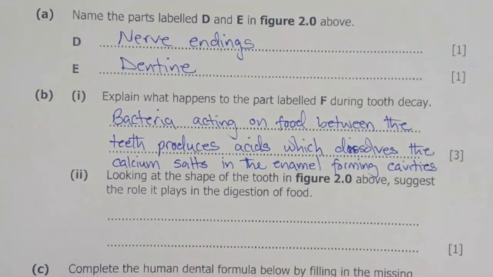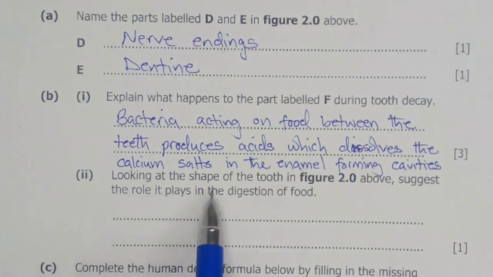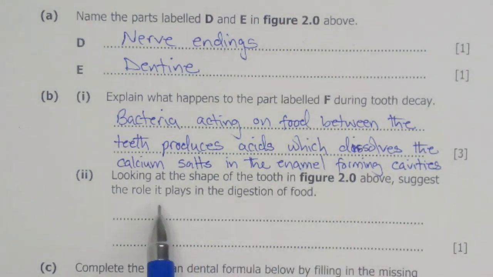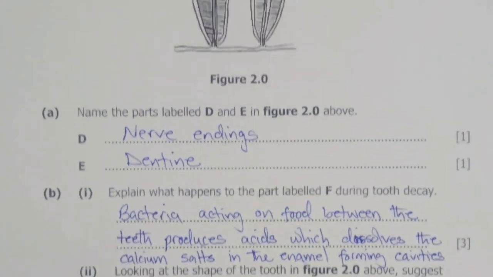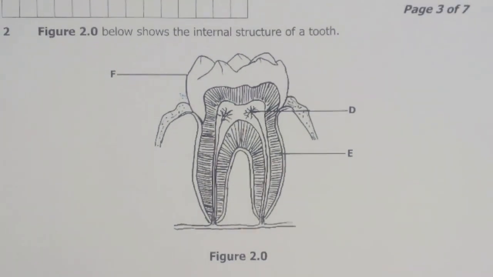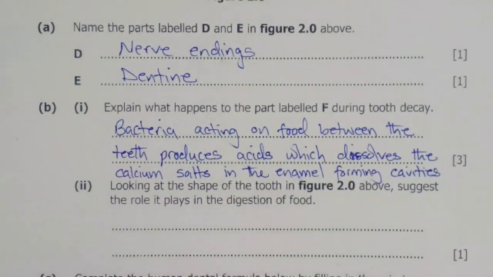So the next part of the question is B2, and B2 says looking at the shape of the tooth in figure 2.0 above, suggest the role it plays in the digestion of food. So the tooth which we have here, this type of tooth we have here, it has got two roots. So teeth which normally have two roots, that will normally be the premolar. So the premolar's function is simply to crush and grind the food.